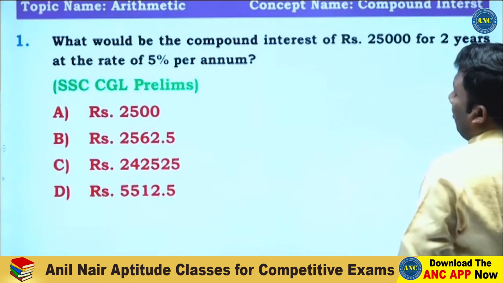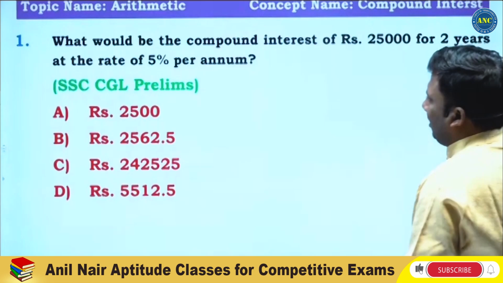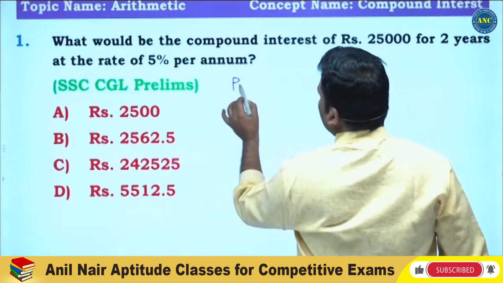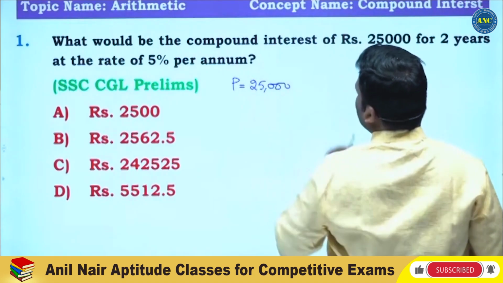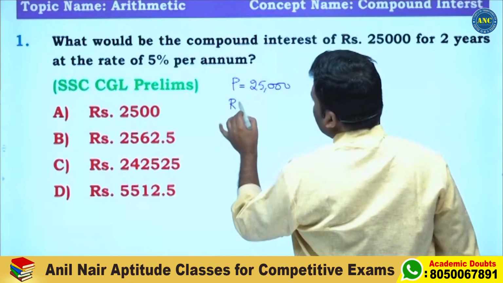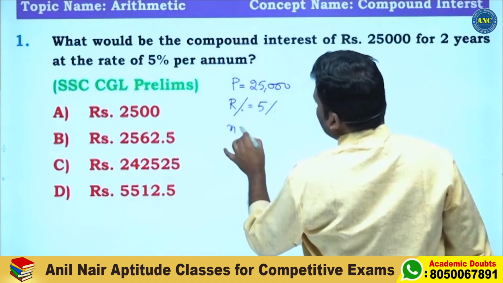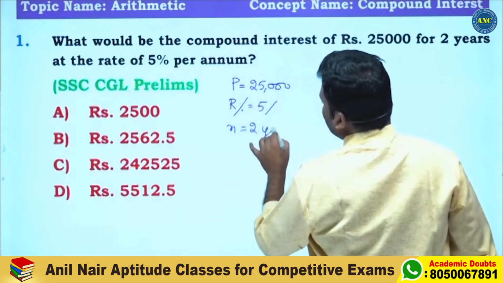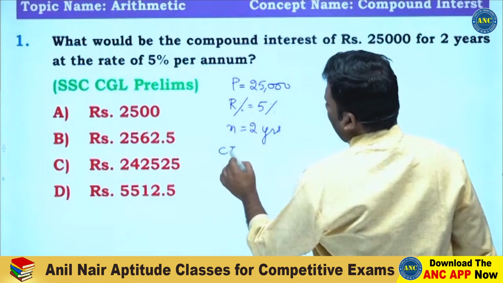Read the first question. What would be the compound interest of rupees 25,000? Principal is given as 25,000. Rate is given as 5%. And the number of years of compounding is given as 2 years.